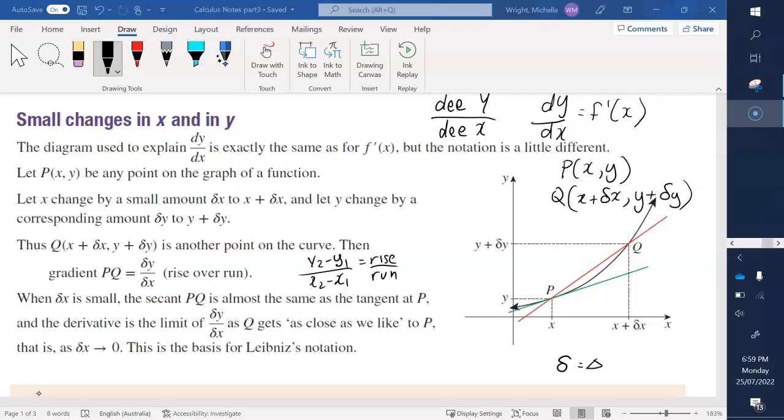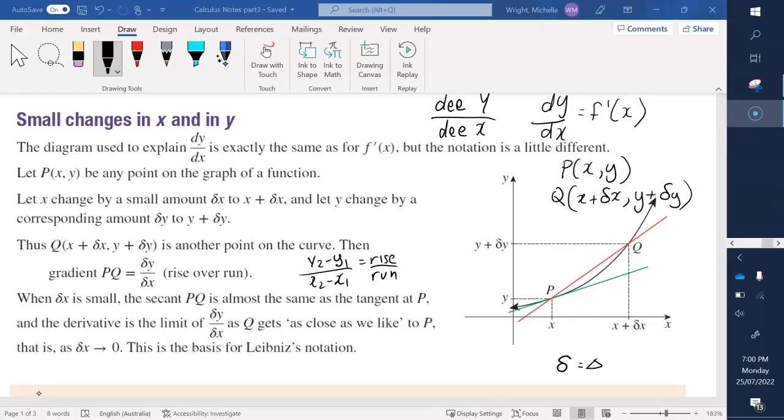Okay, so similarly, like our first principles, we looked at what happened when our h became really close to 0. We're going to have a look here at what happens when our delta x is tiny. If our delta x is tiny, the part that we've added to x is going to be small. So what that will do is bring our point Q really, really close to P. Okay, so we don't want delta x to be 0. It can't be 0, but it's moving towards 0.